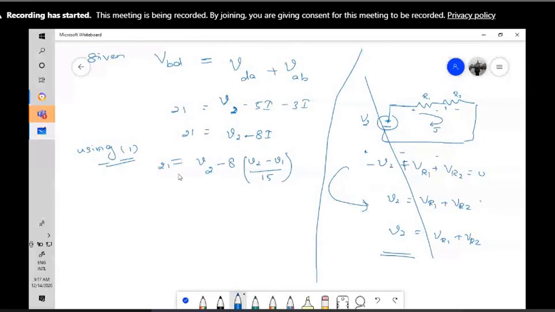Now again, if you rearrange this equation, you will be getting 21 into 15 is equal to 7 times V2 plus 8 times V1. Now this will be my fourth equation. Now if I can solve equation number 3 and equation number 4, you see here I will have two equations in terms of V1 and V2. I'll take you back to the third equation.